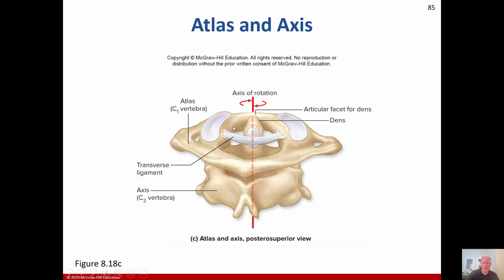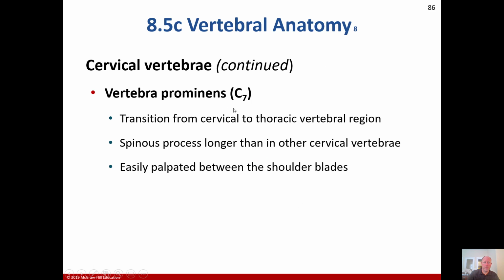Then atlas and axis: here you have atlas on top of axis, and you have the axis of rotation, obviously going right through here. That's the spine itself, from joint to joint going down. The articular facets for the dens here, there's the dens there, and here's the transverse ligament, which becomes crucial, obviously, for limiting motion. The ligaments allow some and limit some, and of course the axis is providing the rotation mostly.